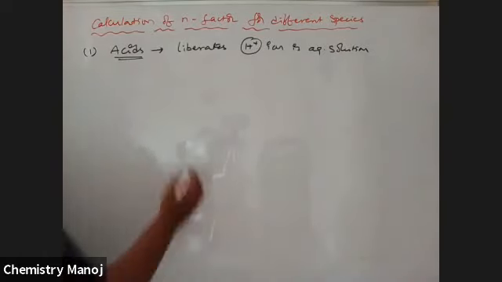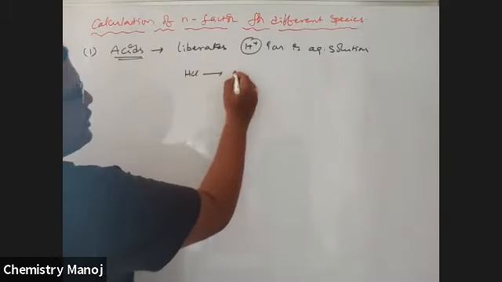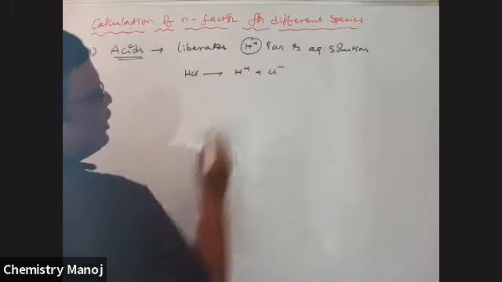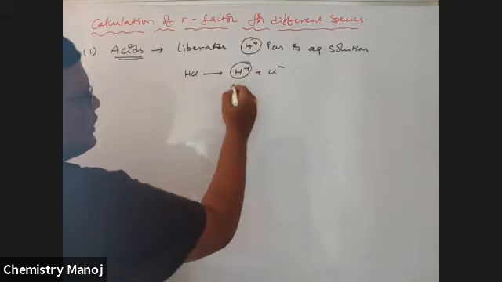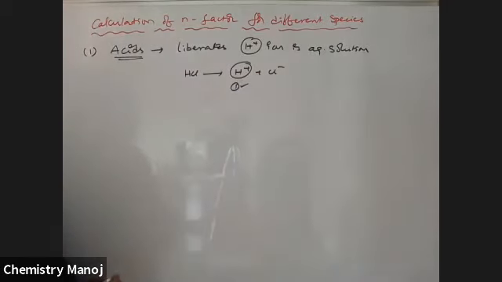For example, there is HCl. When it is dissolved in water, it gives H plus and Cl minus. How many H plus ions are there? Only one H plus ion.